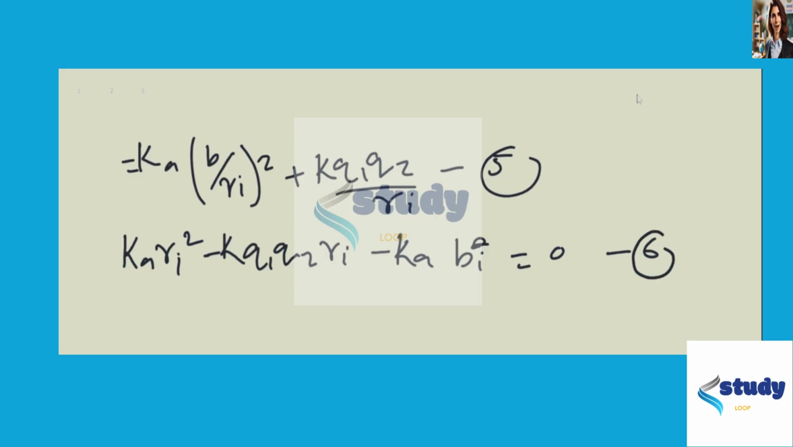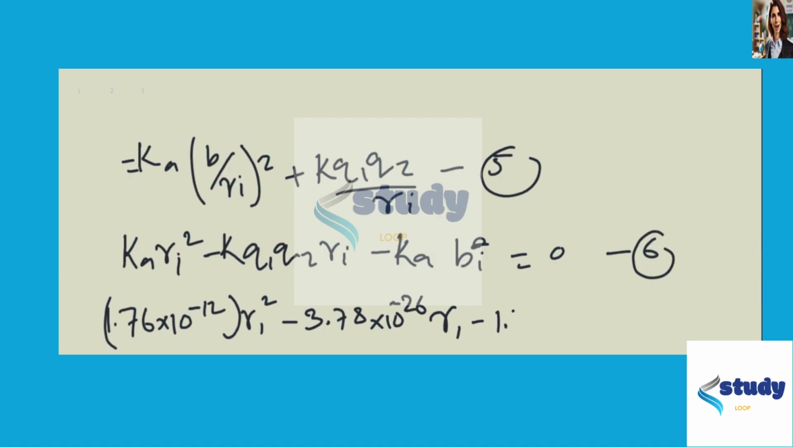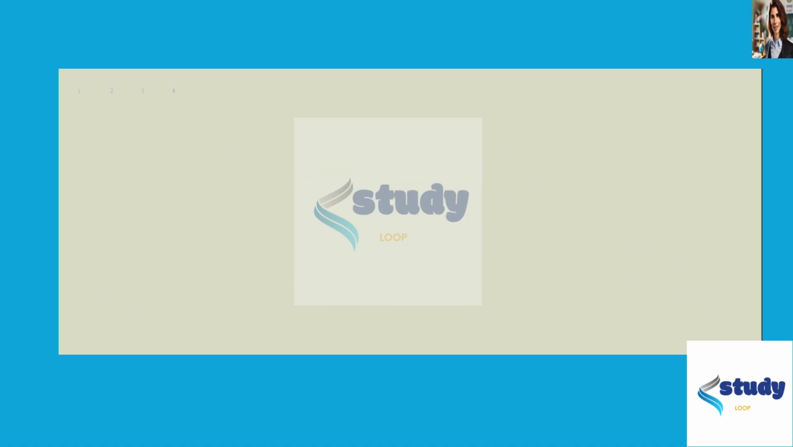Now let's get R1 at B1. So we can get that R1 by substituting B1. That is 1.76 times 10 to the power minus 12 R1 squared minus 3.78 times 10 to the power minus 26 times R1 minus 1.76 times 10 to the power minus 12 times 1 times 10 to the power minus 12 squared is equal to 0. From here we find R1 to be 1.01 times 10 to the power minus 12 meter.